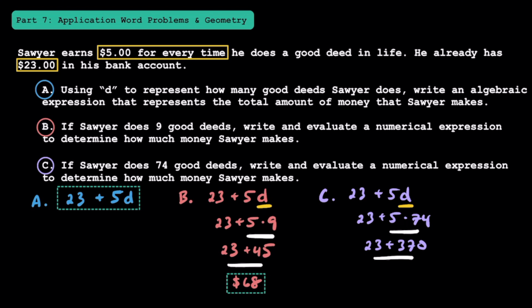And adding 23 plus 370, we're going to get a total of $393. Of this $393, 23 of it he had from the beginning, and 370 he gained from doing 74 good deeds.